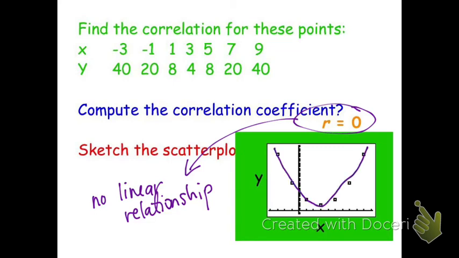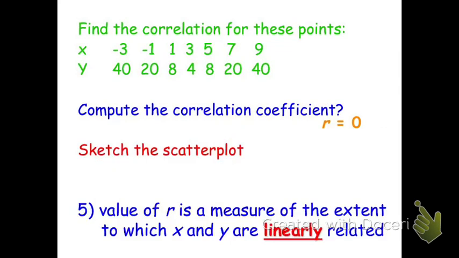It's called a quadratic relationship, also called parabolic. But since my R value is 0, that means that there's no linear relationship. Okay? So the value of R is a measure of the extent to which X and Y are linearly related.